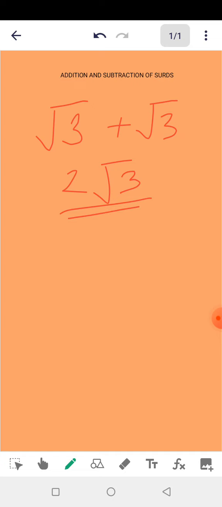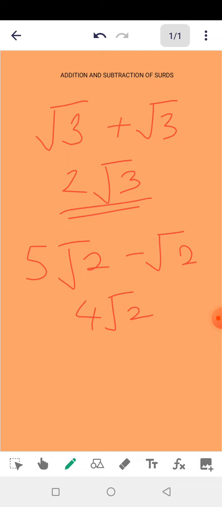Now let's check this out. What if I have, say, 5 root 2 minus root 2? Oh, I'm supposed to write 2 there. 5 root 2 minus root 2 is just like having 5x minus x. Now 5x minus x is 4x. So 5 root 2 minus root 2 will be 4 root 2.